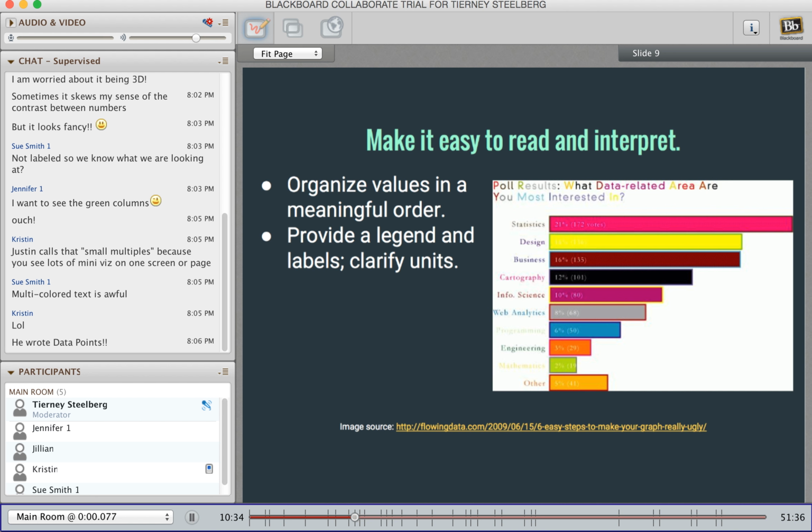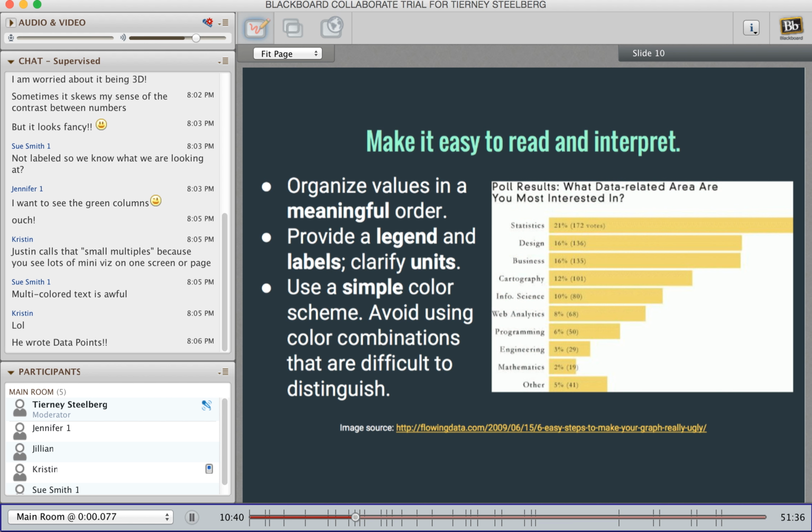Finally, use a simple color scheme to avoid unnecessary distractions, and avoid using color combinations that are difficult to distinguish. Keep in mind that some readers may be colorblind, so don't use distinctions between red and green or blue and yellow to convey crucial information. Look at the poll results now. Much easier to read and interpret.